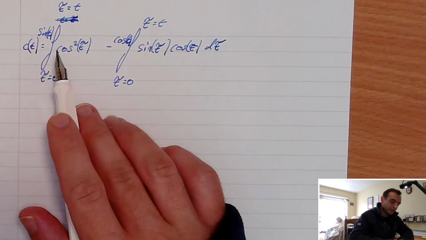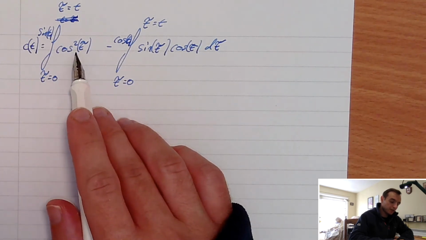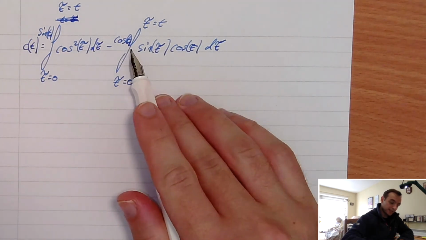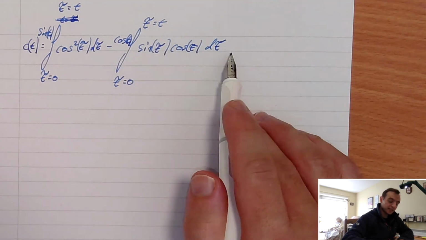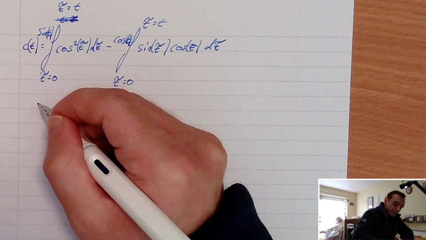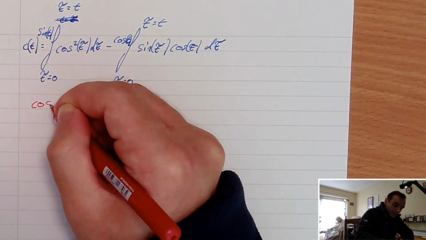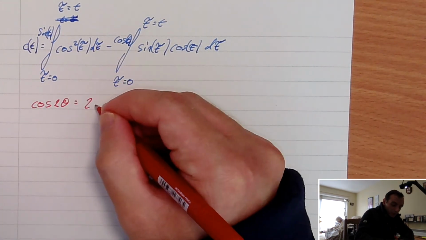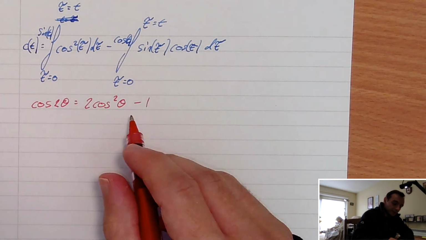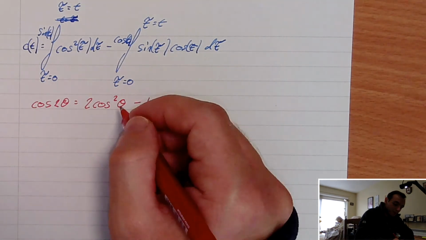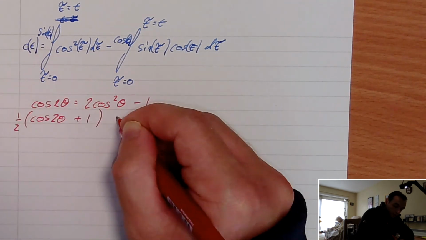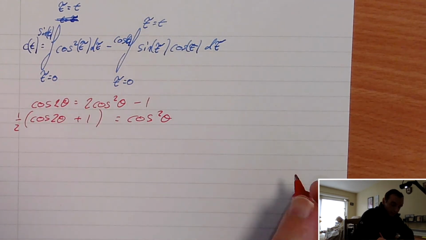Okay, so we now have the convolution function as sine t times the integral of cosine squared tau d tau, minus cosine t times the integral of sine tau cosine tau d tau. So the first thing to notice is we've got some identities going on here. We know that cosine 2 theta equals 2 cosine squared theta minus 1, I think. Well, I hope so. So we can therefore say that cosine 2 theta plus 1, all over 2, equals cosine squared theta.